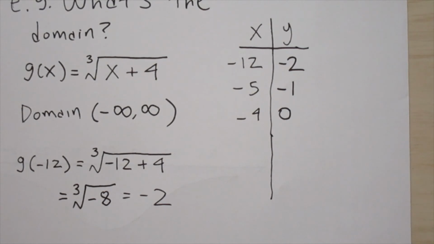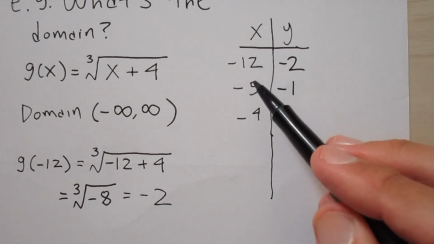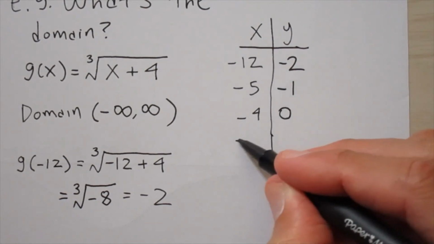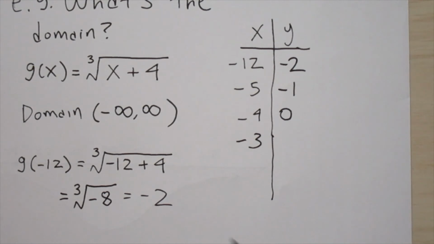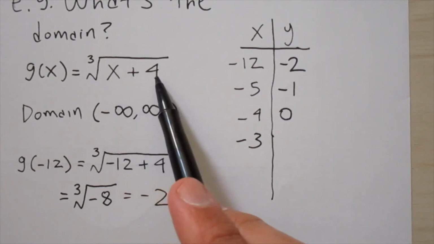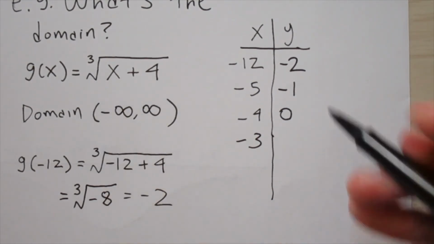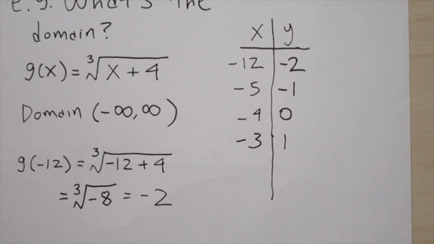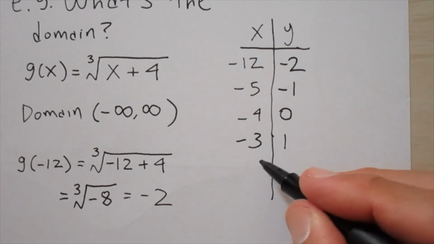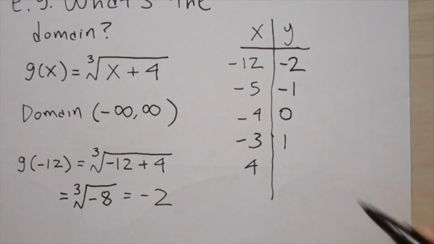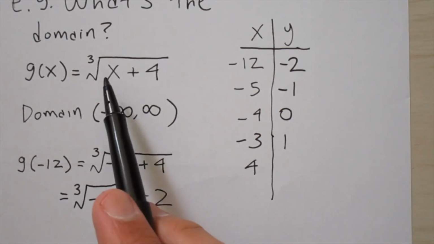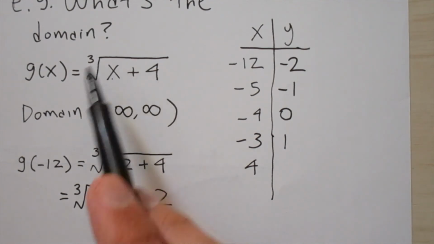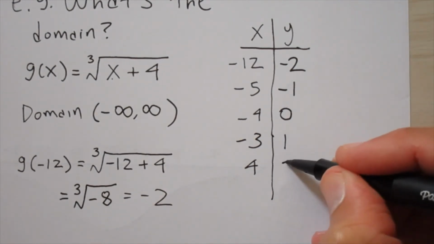See that? Now, what have I used? Negative 12, negative 5, negative 4. What if I use negative 3? Negative 3 plus 4 is 1. The cube root of 1 is still 1. What if I stick in maybe one more value here? What if I stick in positive 4? 4 plus 4 is 8. The cube root of 8 is 2.